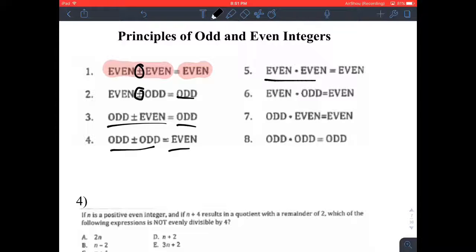If you multiply two evens, you get an even. If you multiply an even and an odd, you get an even. If you multiply two odds, you get an odd.